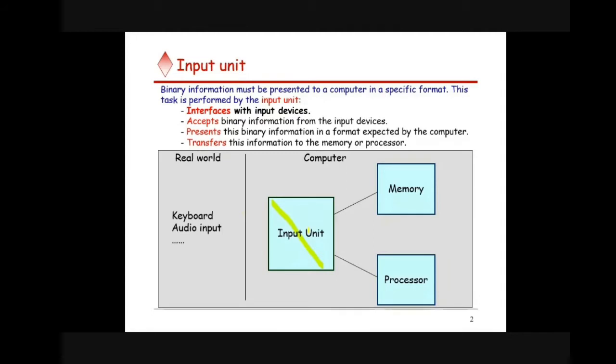What this interface is doing is, see, your keyboard or audio input, whatever input you are giving from the input devices, will be formatted in a specific data format. But the way the data is stored inside the memory is in the form of bits. So you should convert the data format of the keyboard to the format the system knows, that is the binary format. That process will be done by the input unit.